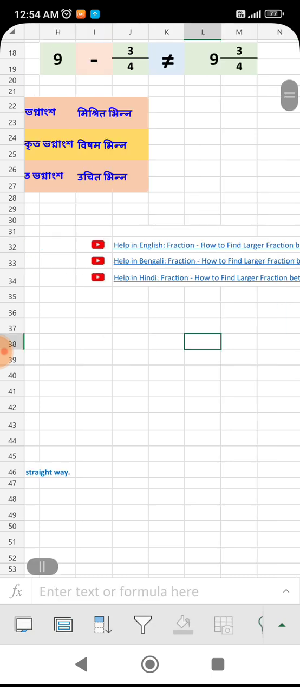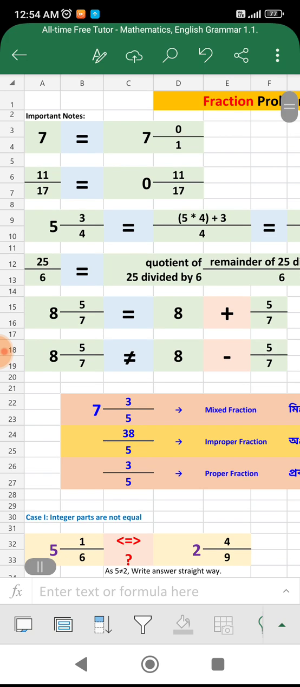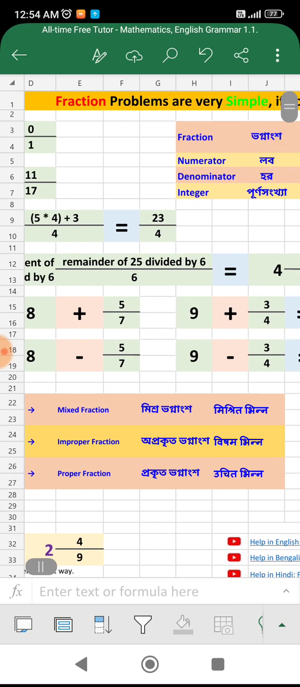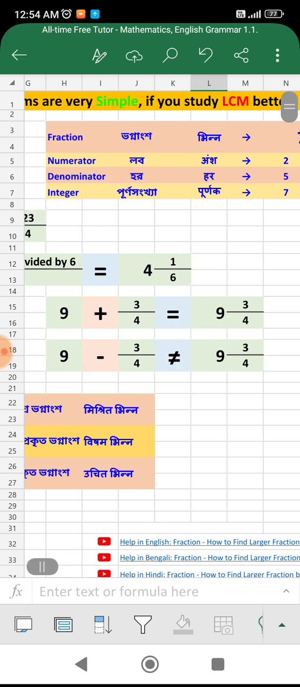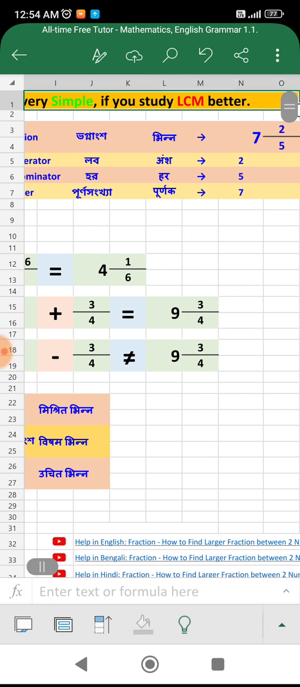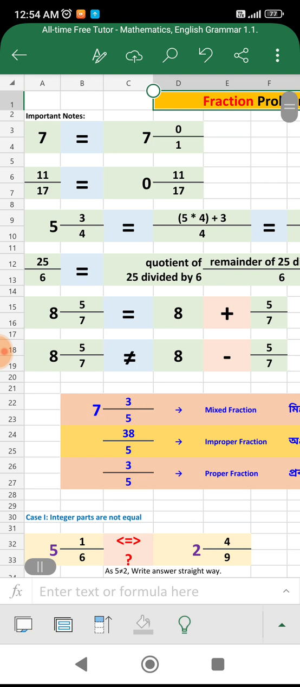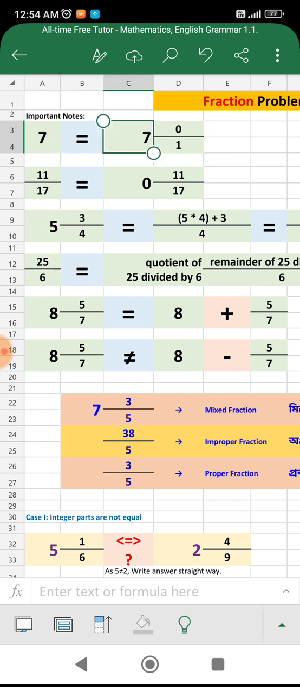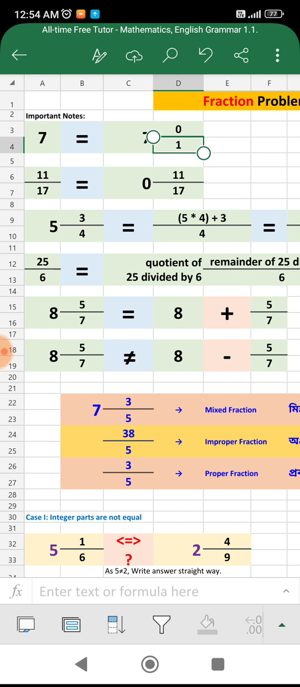First, I'm just giving the briefings of this. To learn the fraction problem very well, very simple, if you know the LCM better. That means you have to practice LCM very, very well before starting or before learning the fraction. First, very important notes: if it is a number 7, then in the mixed number, it can be written in this way.